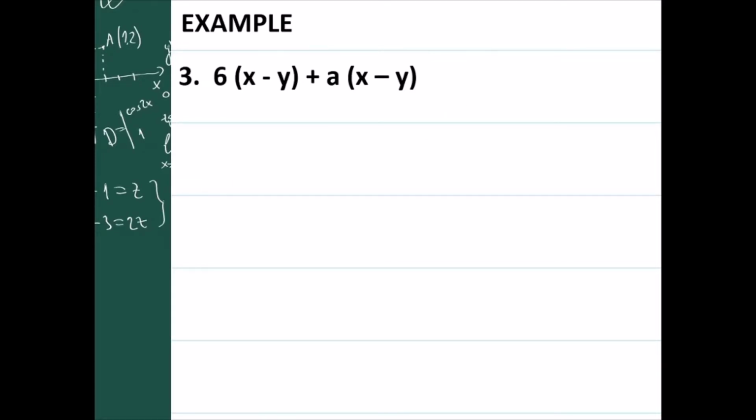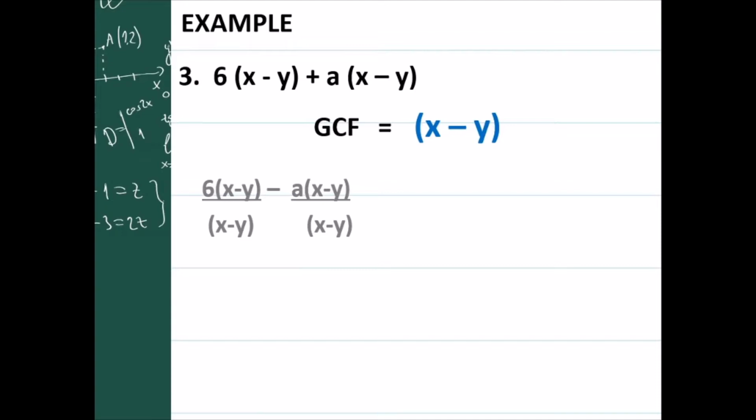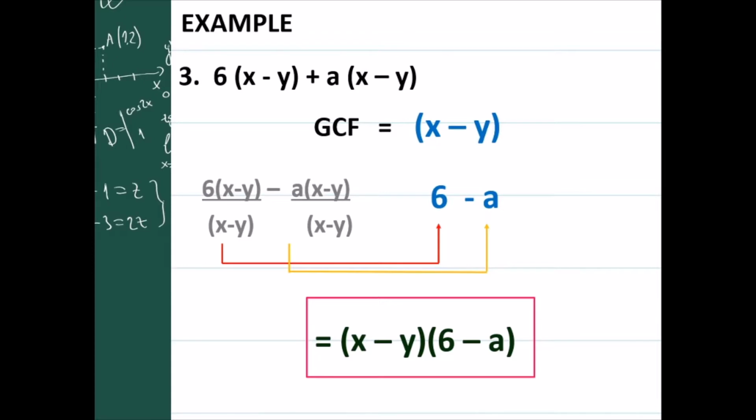Example number 3. Factor 6 times the quantity x minus y minus a times the quantity x minus y. Our GCF is the quantity x minus y. So we divide: 6 times the quantity x minus y divided by the quantity x minus y is 6. Negative a times the quantity x minus y divided by x minus y will give us negative a. So our answer is the quantity x minus y times the quantity 6 minus a.